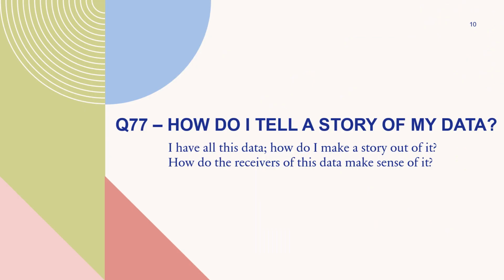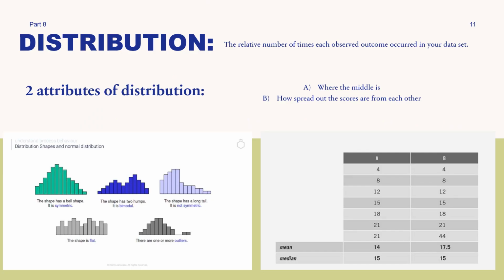Moving on to question 77, how do you tell a story with the data you found? After collecting all your data, it's important to look at distribution. Distribution is the relative number of times each observed outcome has occurred in your dataset. Think of an ordered list, like right here. Let's talk about the 2 attributes of distribution. A, we want to find where the middle is, and B, how spread out the scores are from each other. These questions will help you understand the nature of the scores in their entirety, not just singular scores.